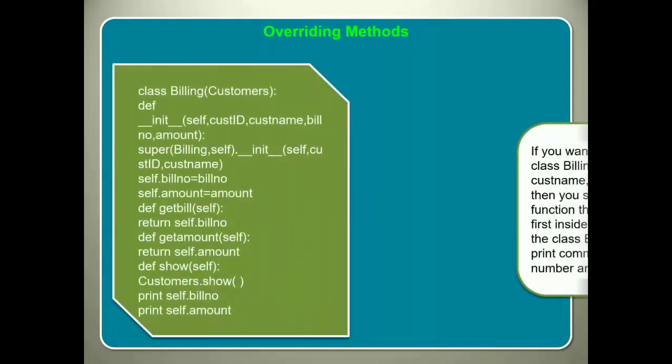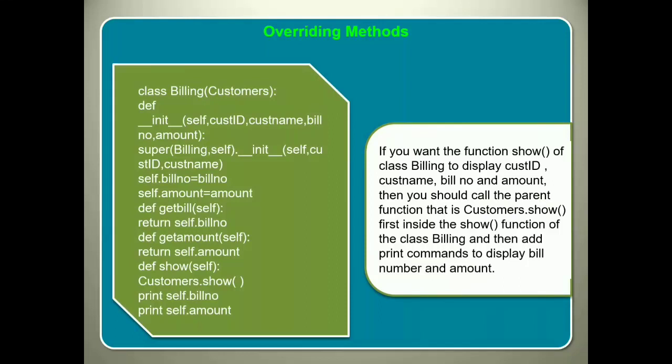If you want the function show of class billing to display customer ID, customer name, bill number and amount, then you should call the parent function, that is, customers.show, first inside the show function of the class billing, and then add print commands to display bill number and amount.